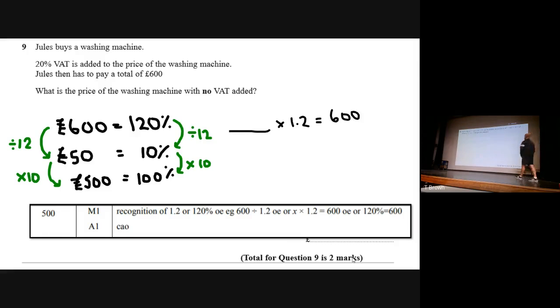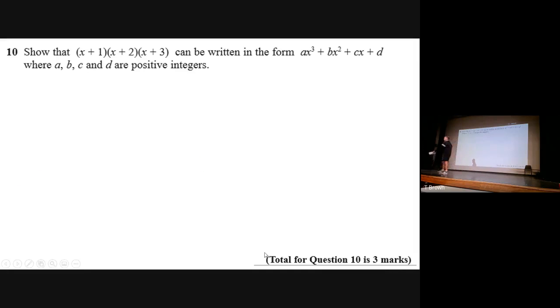Question 10 is an intimidating looking question. It's triple brackets and it looks really difficult, but if you practice these, you're going to become experts, but the wording of the question makes it hard. It says, show that x plus 1 in brackets, x plus 2 in brackets, x plus 3 in brackets can be written in the form, and this is where it just looks crazy, Ax cubed plus bx squared plus cx plus d. And you look at that and you go, what is that? I have no clue. Okay, where A, B, C, and D are positive integers.